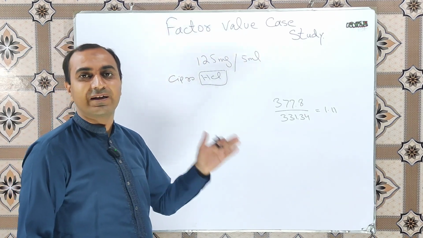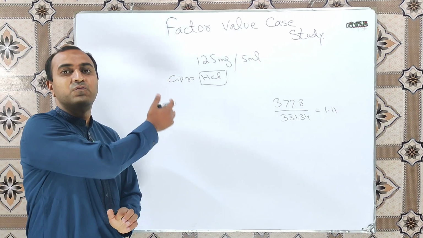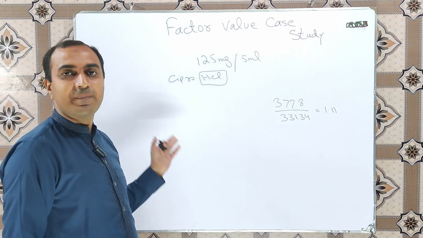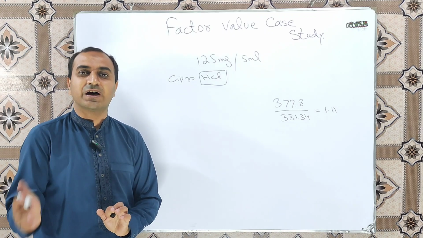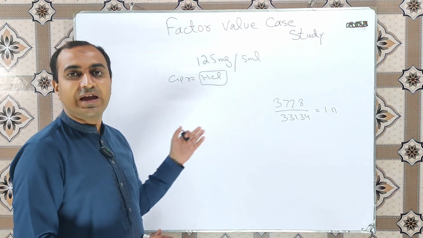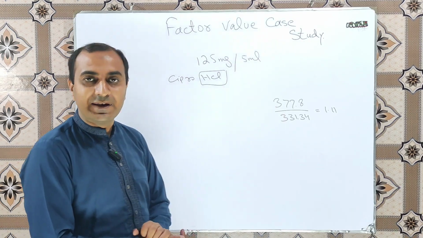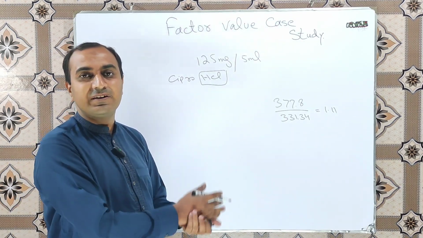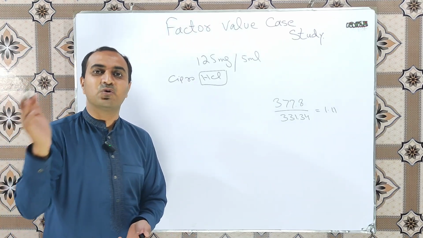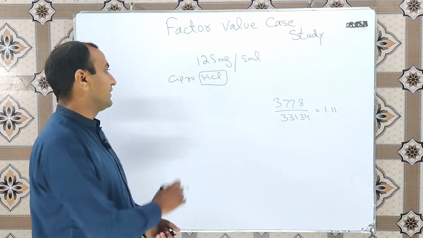So how will we calculate the factor value for such types of active pharmaceutical ingredients? Remember one thing, HCl or salt form is not removed in all instances. We have to check the label claim first of all. The link to the detailed video is given in the description. It will be a short video. Must watch that video for detailed understanding.